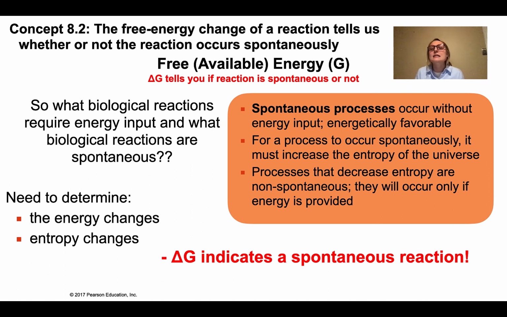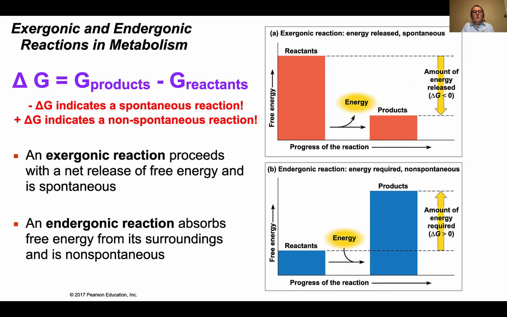We can understand if a reaction is spontaneous or not by calculating our delta G. If our delta G is negative, it indicates a spontaneous reaction. How do we find whether our delta G is positive or negative? We take the free energy of the products minus the free energy of the reactants, and that gives us our change. So in exergonic reactions, or reactions that are spontaneous and release energy, our reactants have more free energy than our products. This gives us a negative number, a negative delta G.